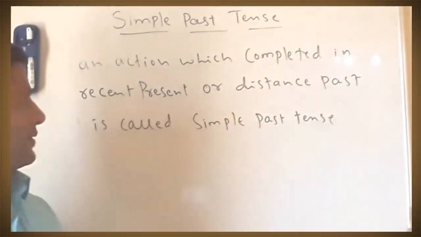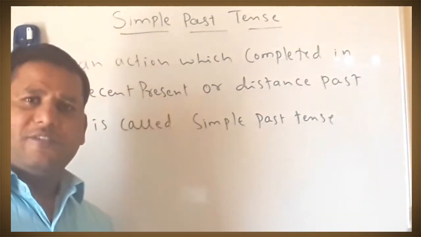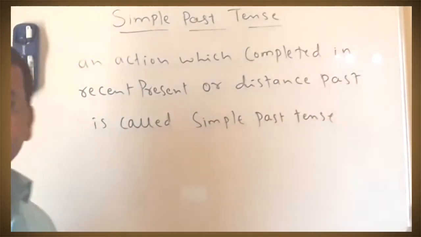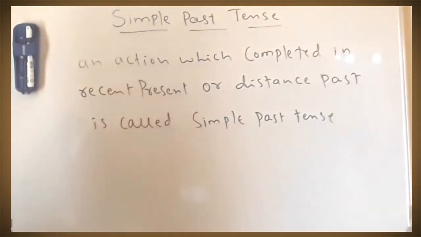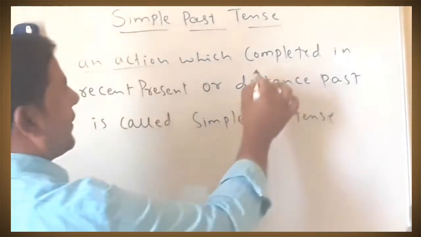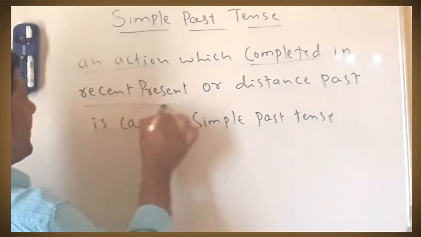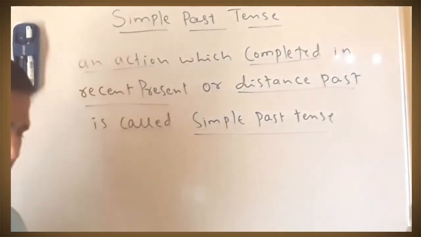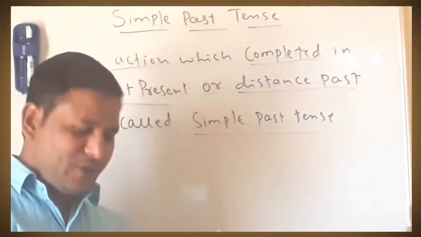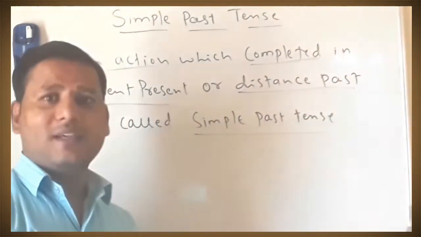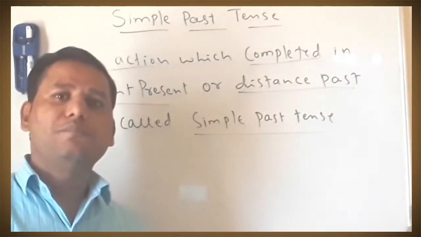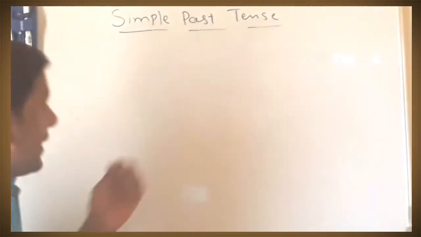Okay, now let's see the definition of simple past tense. What is simple past tense? There I have written it. It shows an action which was completed in the recent present or a distant past. It shows an action completed now, or the same action completed in the past. That is called simple past tense. I will write the example.